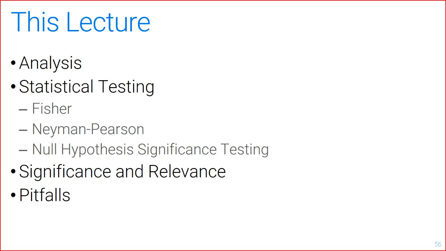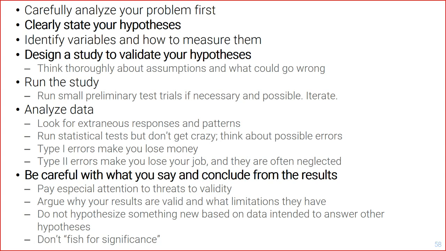And so take-home messages are, of course, first, carefully analyze your problem and clearly state your hypothesis. Think very hard, very clearly about what is it that you want to study exactly. Identify the measures, the variables and how you're going to measure them. And then you design a study to validate your hypothesis. You only get into the design phase after identifying what it is that you want to study. And think thoroughly about the assumptions and what can go wrong in that design.